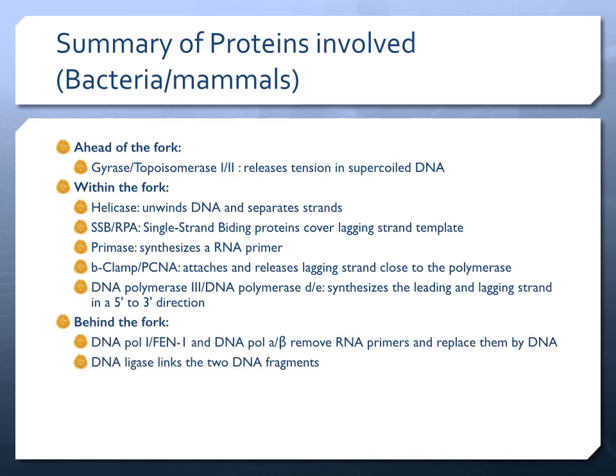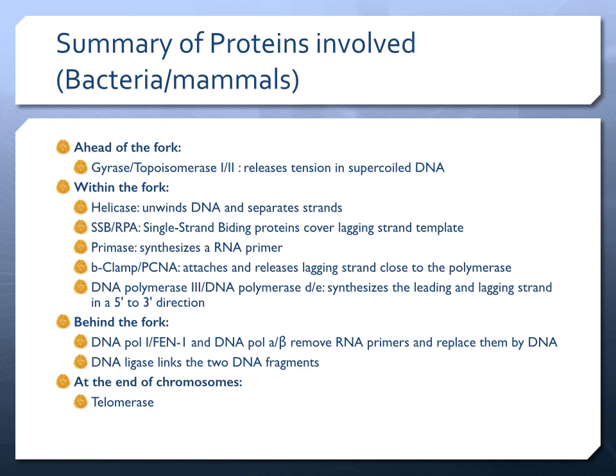Finally, behind the fork, you have the DNA polymerase 1 or FEN1 in mammals that will remove the RNA primers and replace them by DNA, and the DNA ligase that will link the fragments, the Okazaki fragments, so that you form a continuous lagging strand. And at the end of the chromosomes, you will have the telomerase that is found, of course, only in eukaryotes because prokaryotes have a circular chromosome, so you don't need to have a telomerase in prokaryotes. And the telomerase will prevent the shortening of the telomeres.